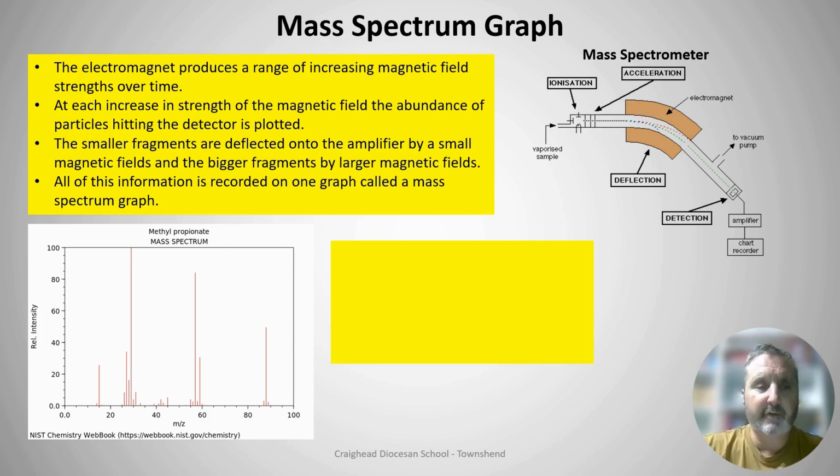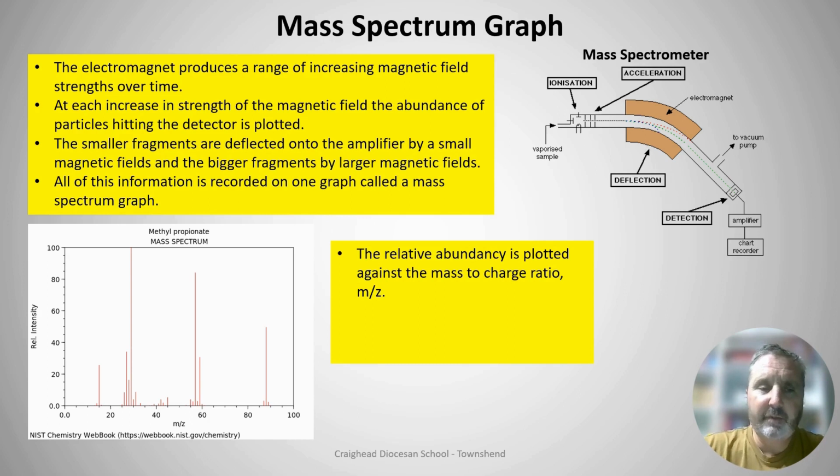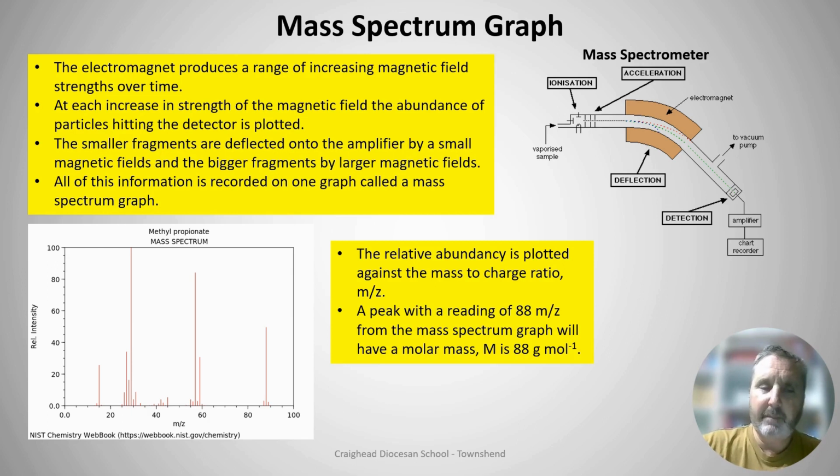This is a mass spectrum graph of methyl propanoate. What we can see here is that we have a lot of particles at 27. We have a reasonable amount also at 58, and a reasonable amount at 88. The relative abundance of these particles is compared to the highest peak, so 100 is the peak that has the most. The axis is mass per charge. A peak at 27 means there is a whole lot of particles with a mass of 27, a whole lot of particles with a mass of 57 here, and a whole lot of particles with a mass of 88.